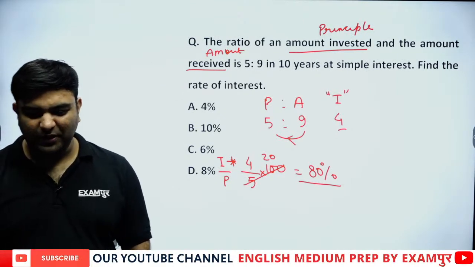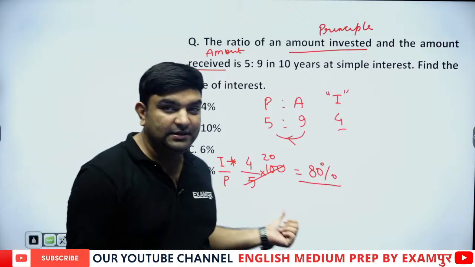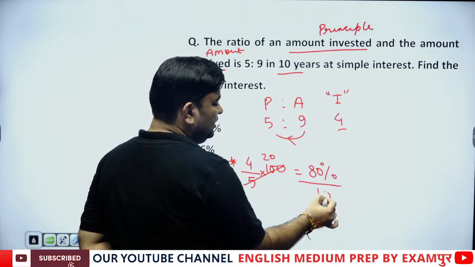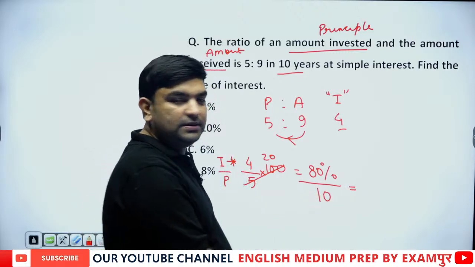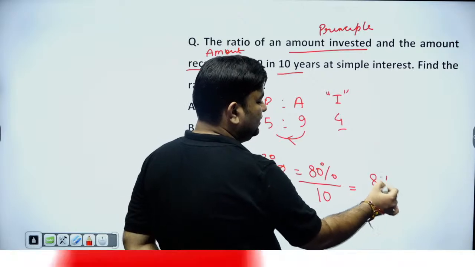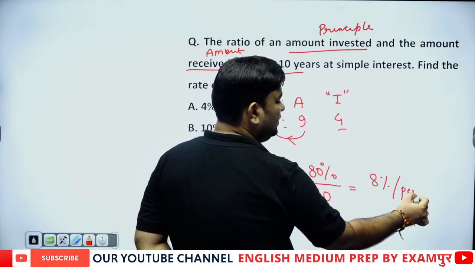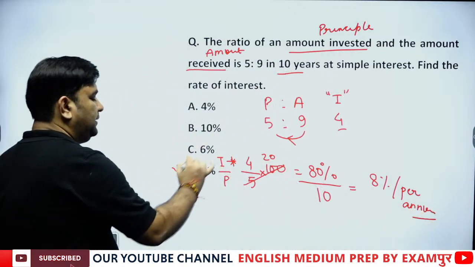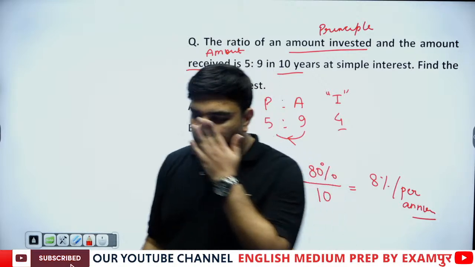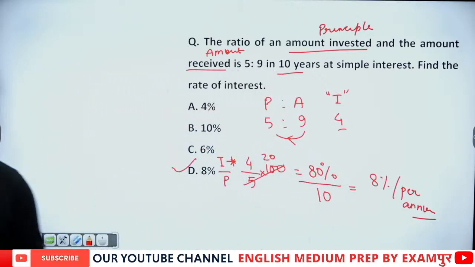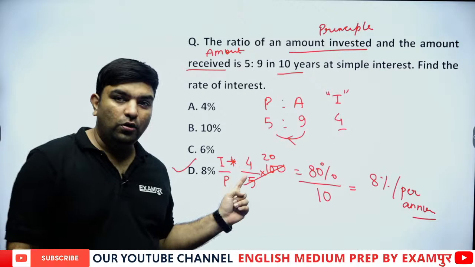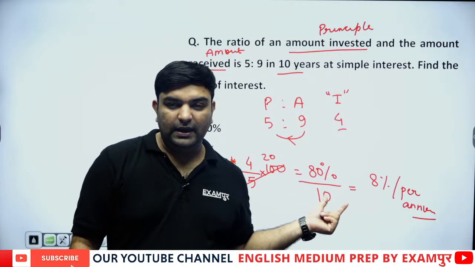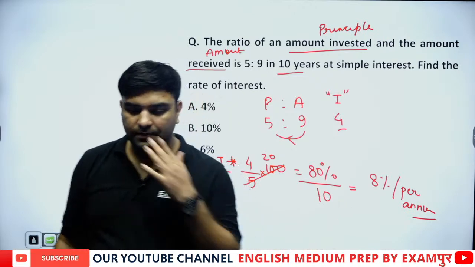80% is the interest. Now, this 80% interest you are getting in 10 years. So it is 8% rate per year, 8% per annum. What is the rate? 8% per annum. So interest of 4 over the principal of 5, into 100, gives 80% interest in 10 years, which is 8% per annum.